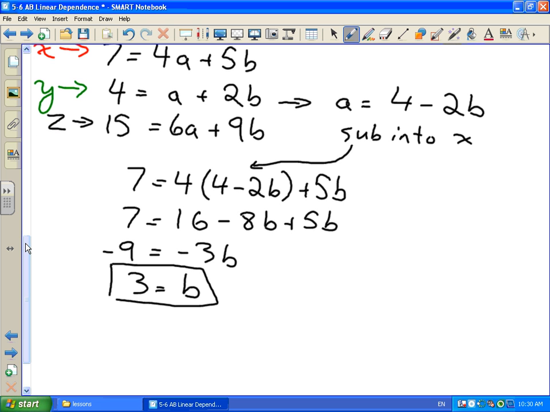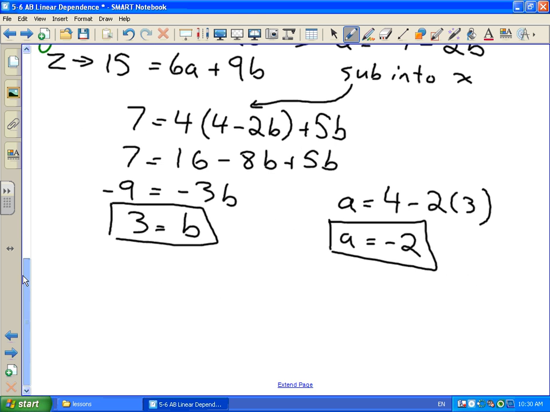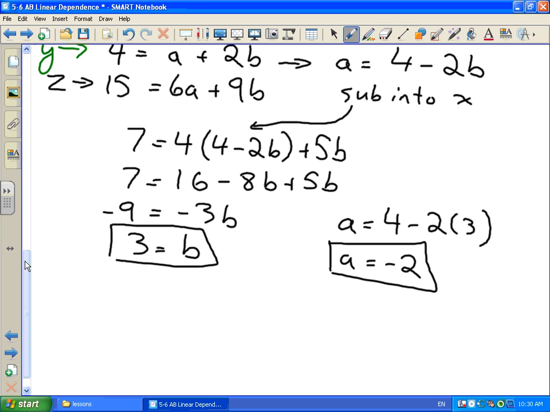Which means a is going to be 4 minus 2 times 3, which is negative 2. Now, if we were worried that we had done this incorrectly, there's a way of checking our answer. We have this third equation for z sitting around that we haven't used yet. So we can plug our values of a and b into our z equation and see if this whole thing works. So kind of like the old left side, right side check.